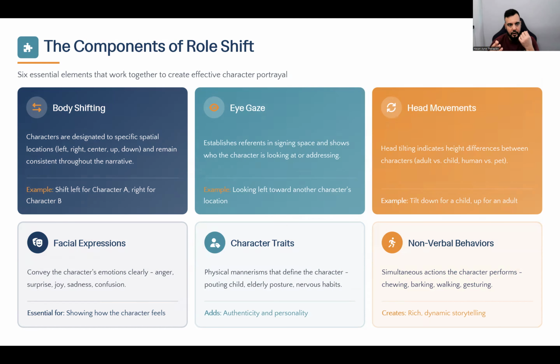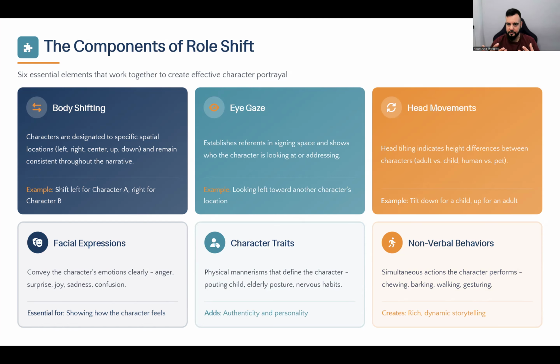So as I said, there are different ways of doing a role shift. Our body can shift. We can quite physically move our body from left to right to show the switch between two characters. Once we've established a reference point, so we've placed a character into the sign space, we can use our eye shifts to look up, look down, that shows those subtle ways of changing characters.